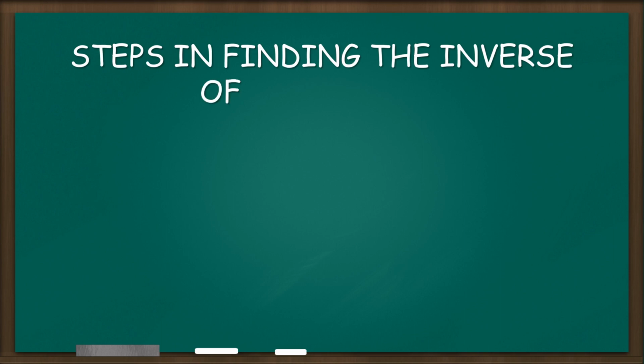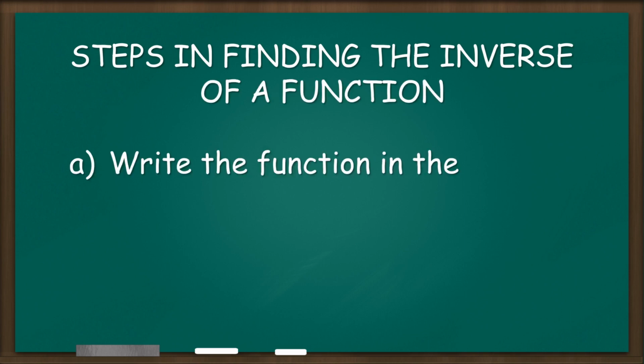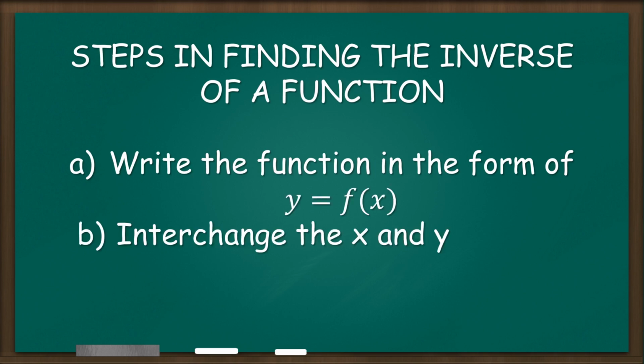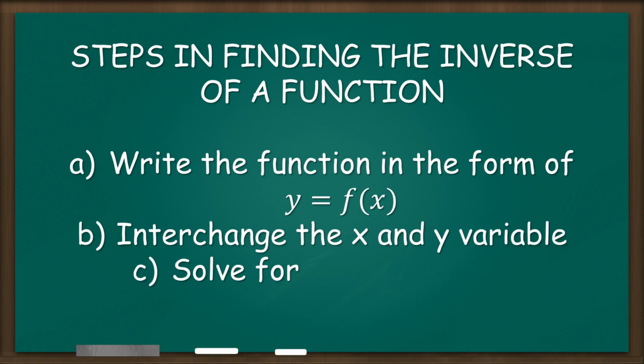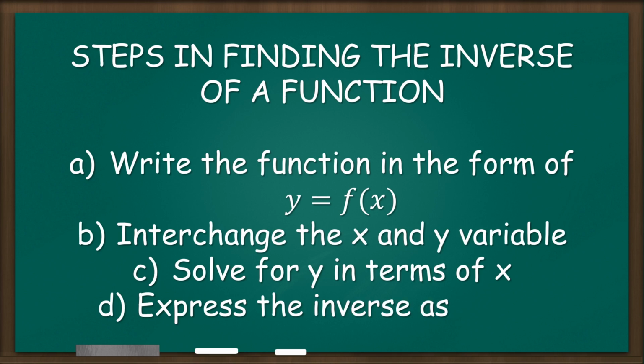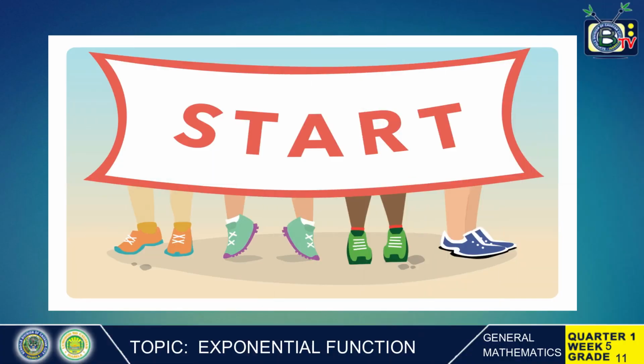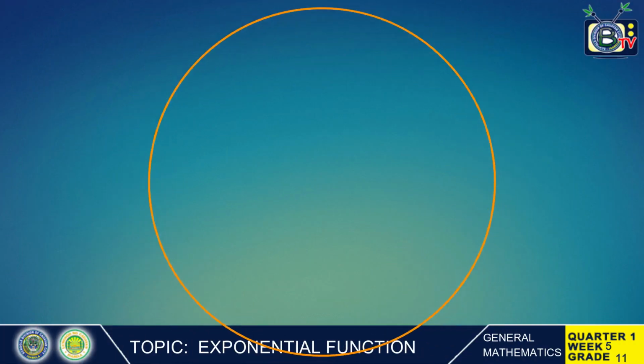You learned also the steps in finding the inverse of a function. First, write the function in the form y = f(x). Second, interchange the x and y variables. Third, solve for y in terms of x. And last, express the inverse as f^-1(x). Let's start your journey by recalling the previous lesson you already learned about inverse function.